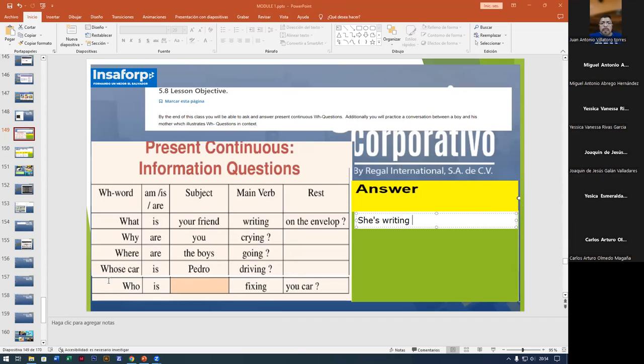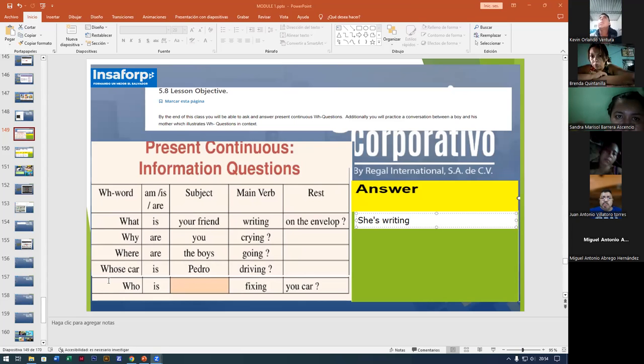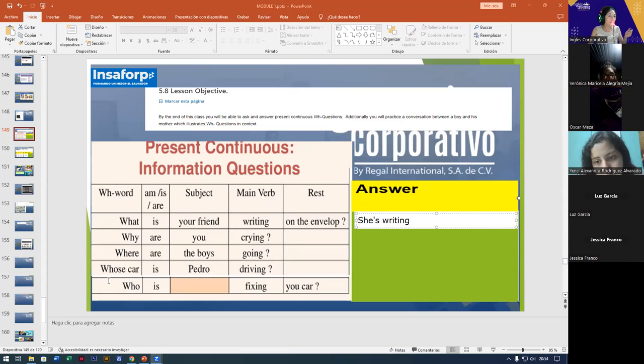What's possible? Maybe an address, right? Tal vez la dirección, right? It can be. She writes the address. And that will be the answer. O sea, está escribiendo la dirección. Yes? Okay, now let's see the next part.